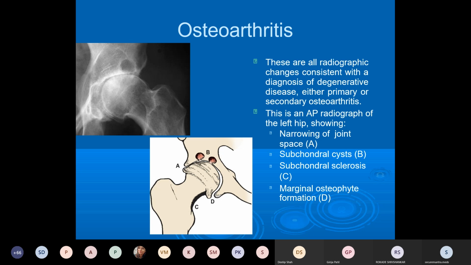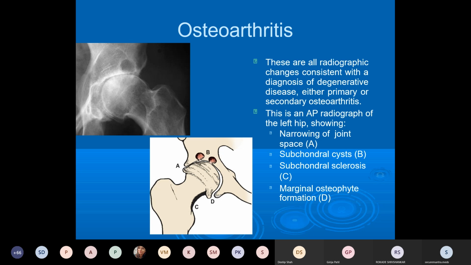Now the next disease is osteoarthritis, and there are 4 findings you will get in osteoarthritis. First is the narrowing of the joint space; the normal joint space between the femoral head and acetabulum is decreased. Then there is formation of subchondral cysts. These are the lytic lesions you can see here in this X-ray. So this is the lytic lesion, that is the subchondral cyst.